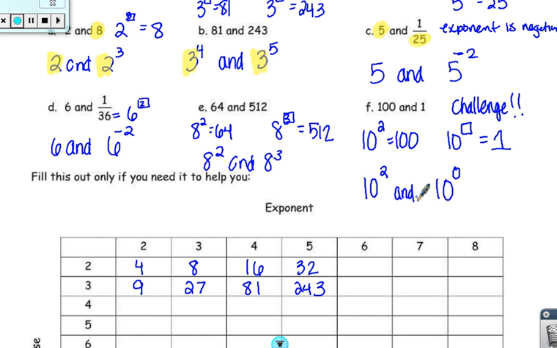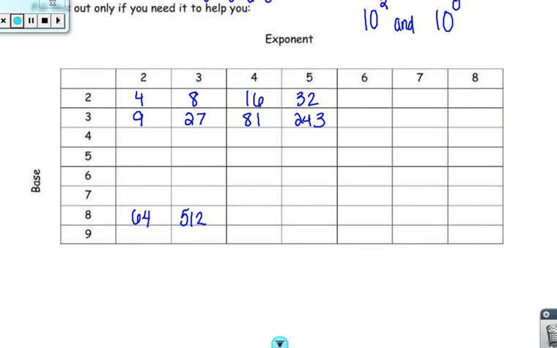Okay? All right, so this table, I'm not going to fill out the rest of it. You can fill it out if you need it, if it helps you. Okay? If you can't figure out how to make the like bases, use it.